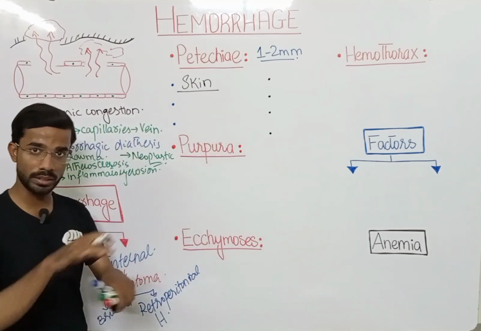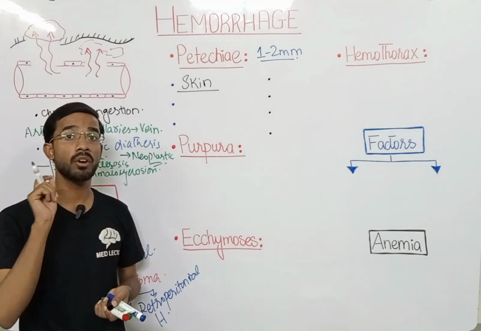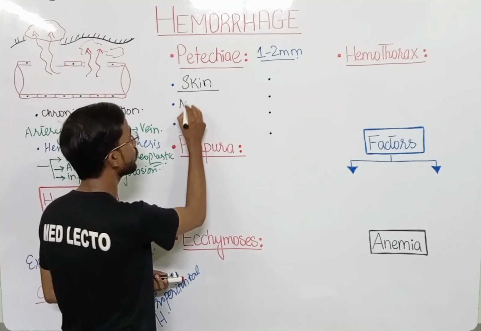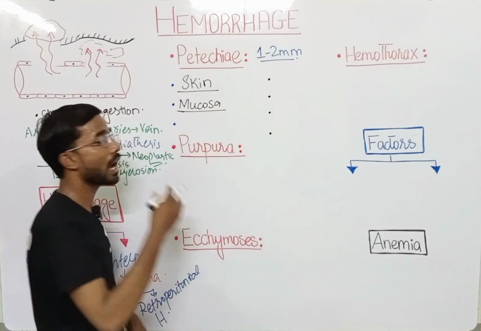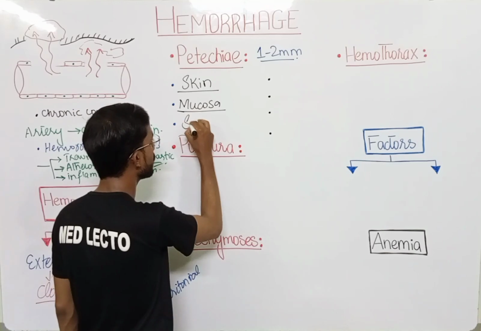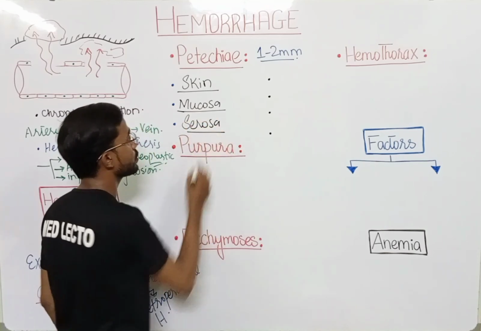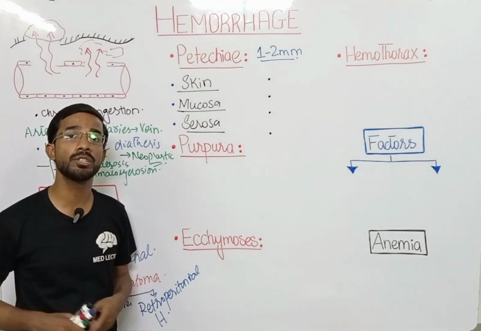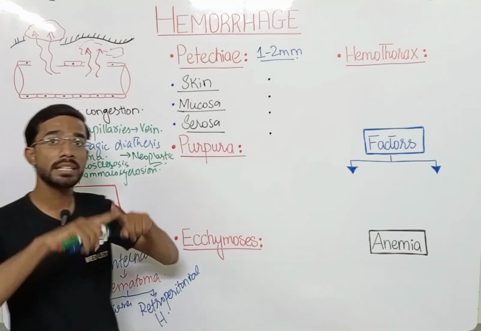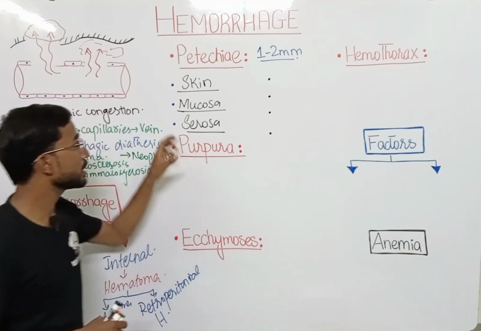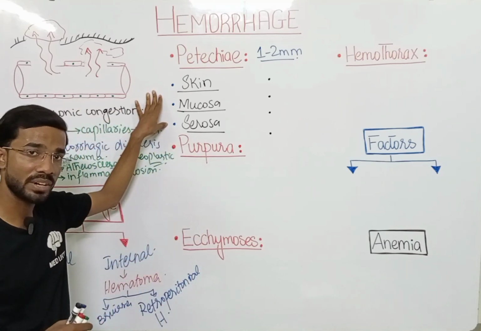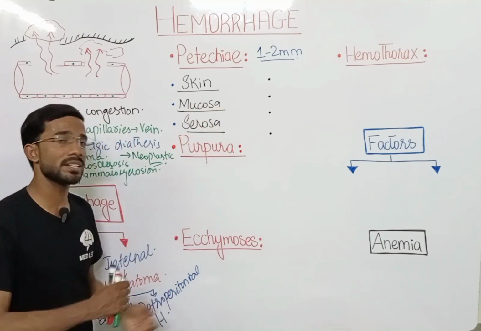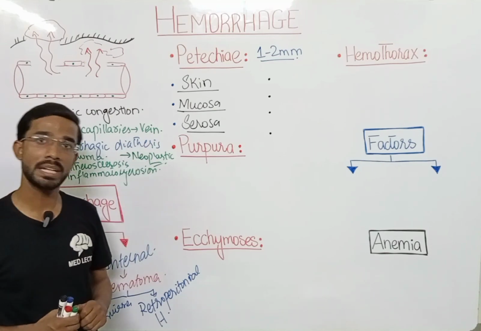Okay, this is the one on the surface of the skin. But you cannot say it will always show on the skin. It can be shown on the mucosa, and it can also appear on the serosa. The mucosal lining is present in the whole GIT tract, and the serosa is the outermost layer of the GIT tract. So these can appear on all these different surfaces, and the size will be 1 to 2 millimeter. Okay.